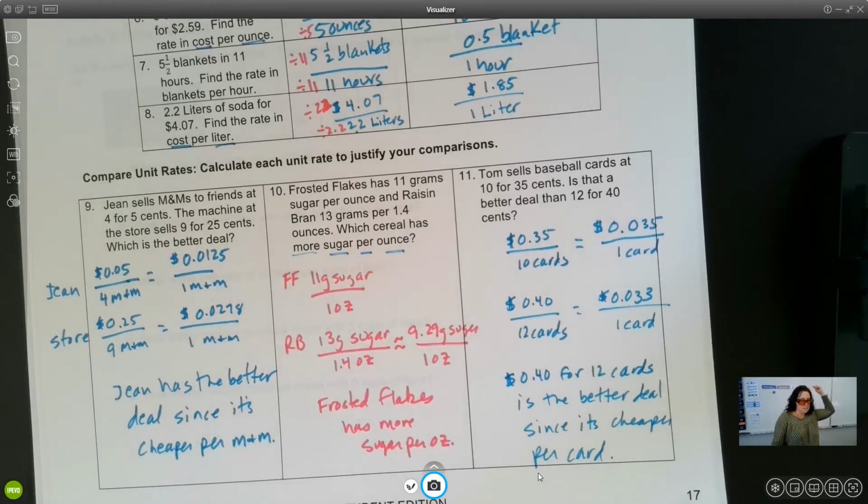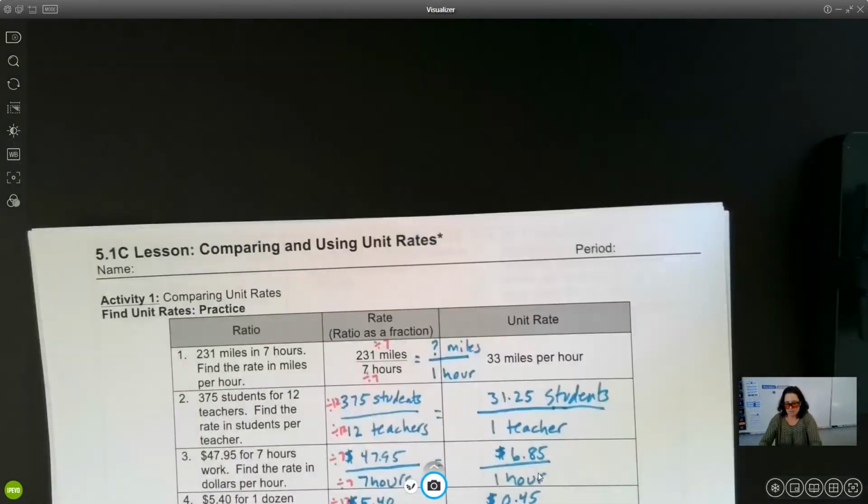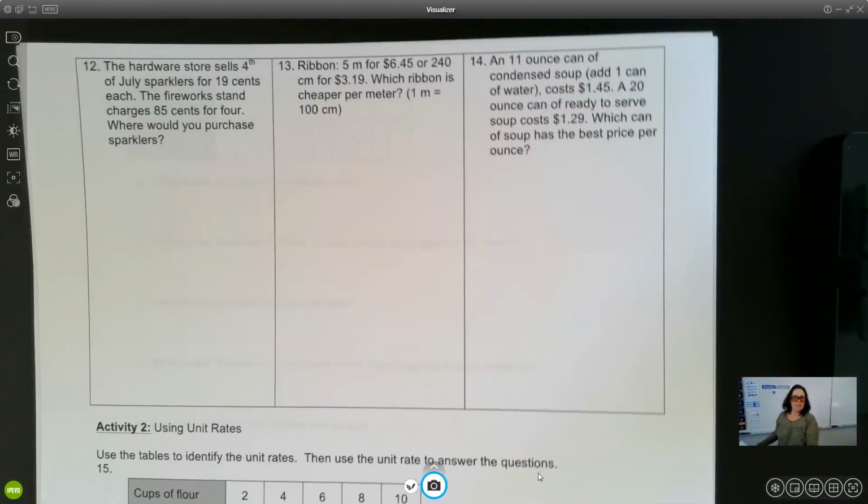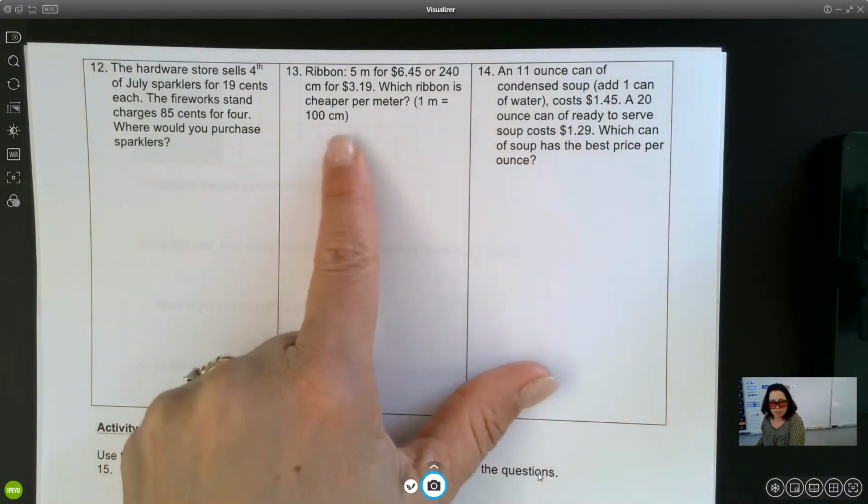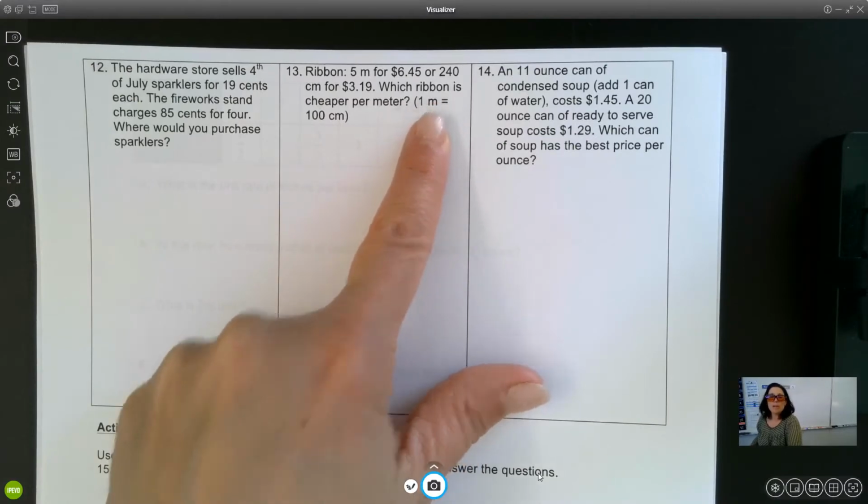All right, on to the next page, you guys. We've got 3 more to compare. Let's see here. I'm going to go ahead and do them. We won't have anything as fancy as number 13 on this lesson. We will not have anything as fancy with this conversion to think about also. But I'm going to go ahead and do them.